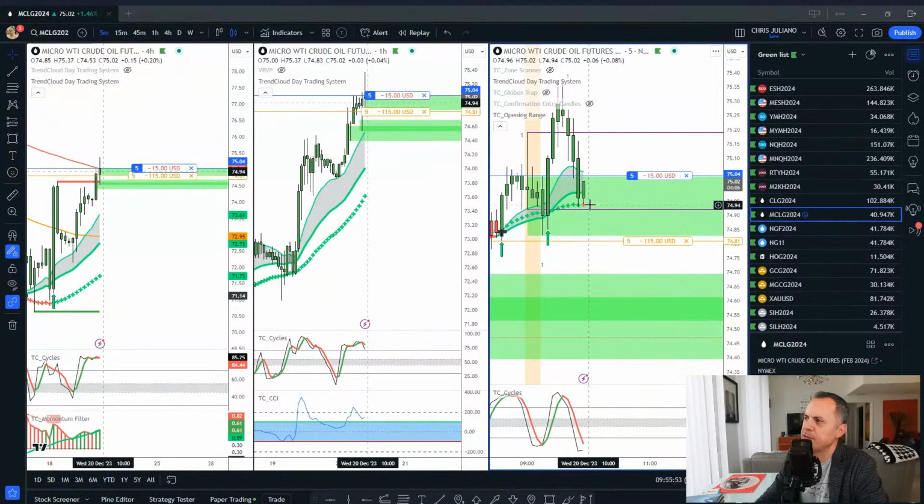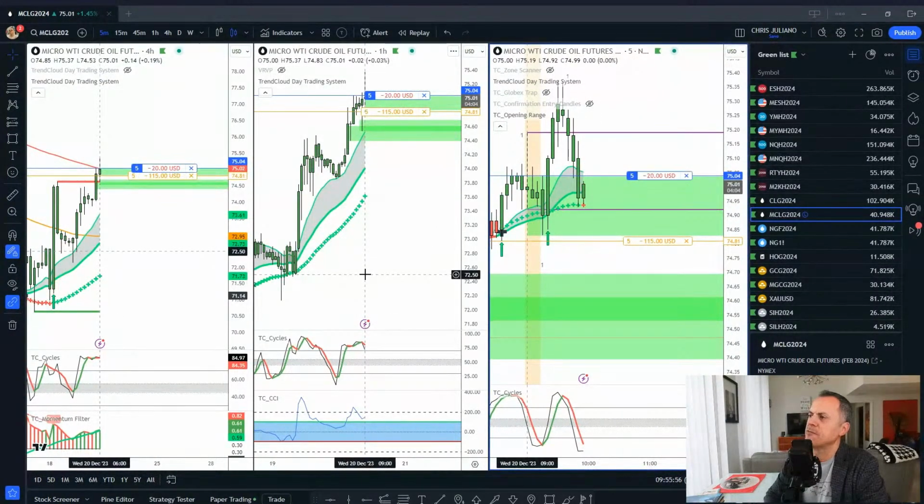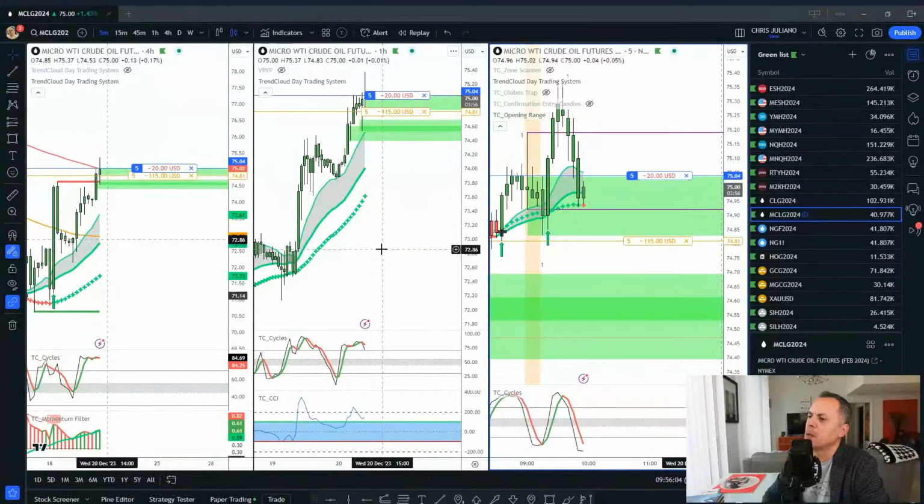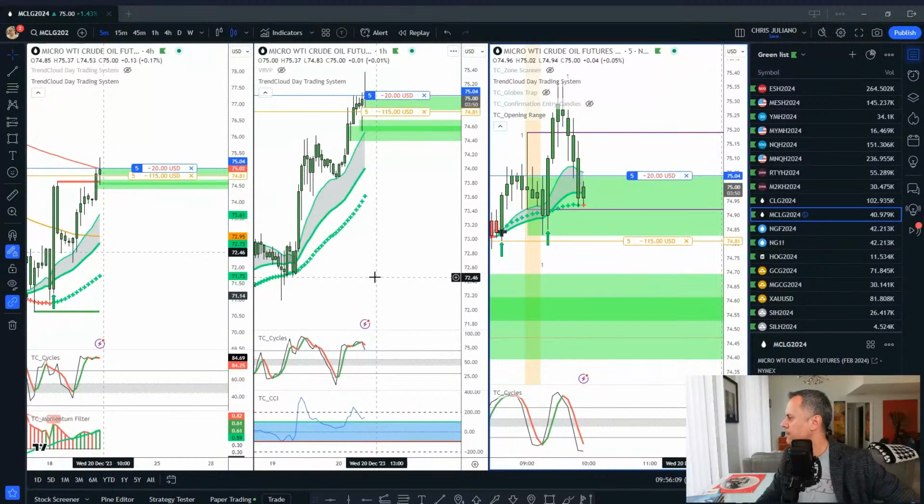Nice bounce off the 50. Nice bounce off that 5-minute 50 simple, right? It's still giving us a little weakness signal here, right? Because we've got that middle time frame, our middle timer cycling down, right?